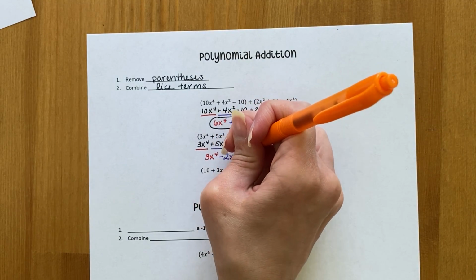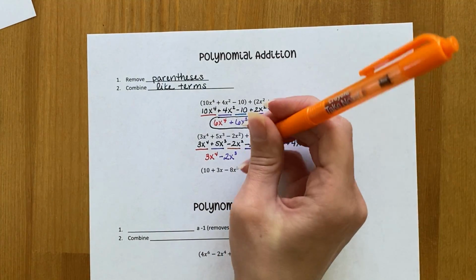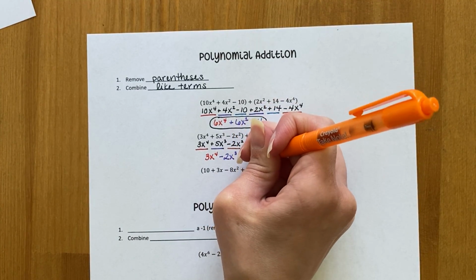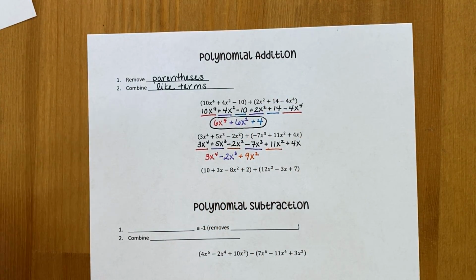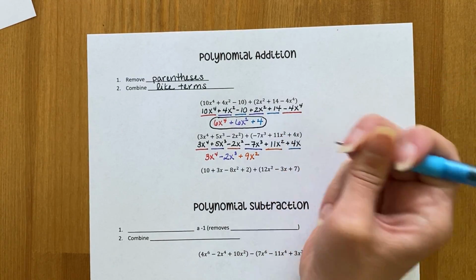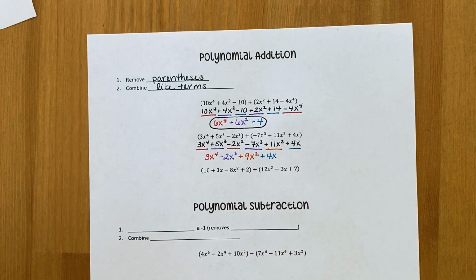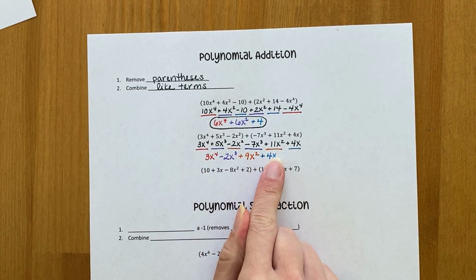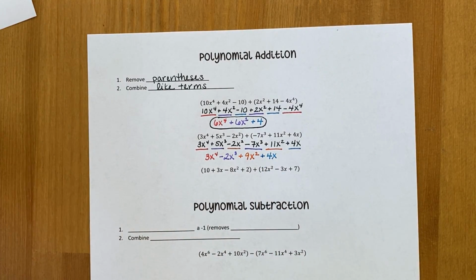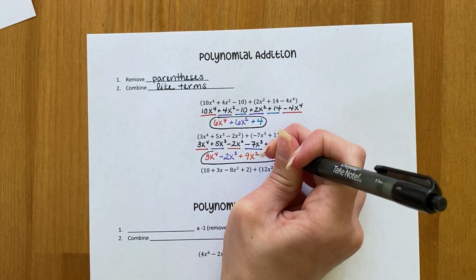I'll have a negative 2x squared and a positive 11x squared. So let's see here, negative 2x squared plus 11x squared will make positive 9x squared. And it looks like I have one unpaired term out here on the end, and that's a positive 4x. All right, it looks like my terms again ended up in order. We have a 4, 3, 2, and then an exponent of 1. I don't have any more like terms that I can combine, so that means that this is our final answer.